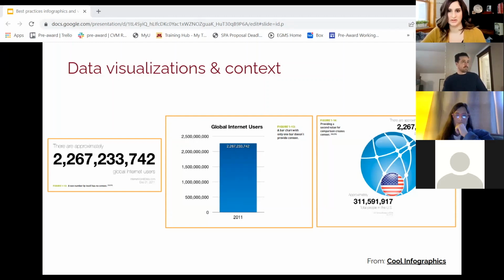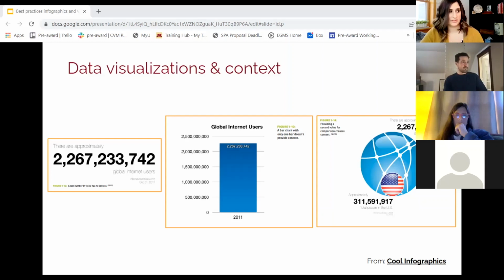You just put 2.2 billion on a bar chart. It still doesn't really show me, like, compared to what. Whereas that third image that we're looking at, this is where you're going to give that frame of reference point that a graphic can give you pretty instantaneously. This is showing what 2.2 billion is compared to the population of the United States.